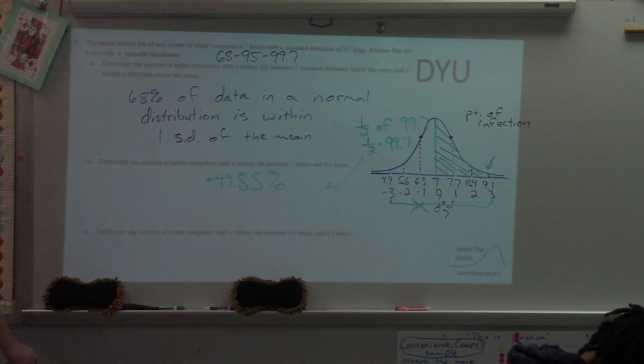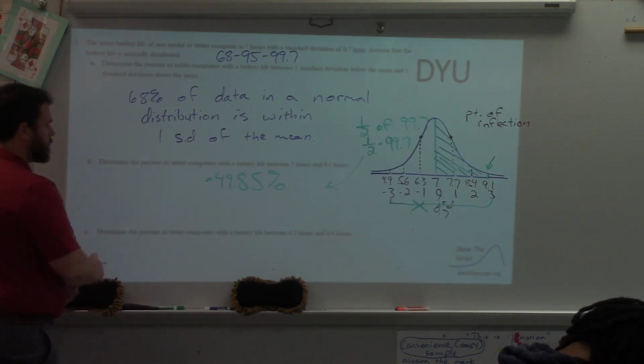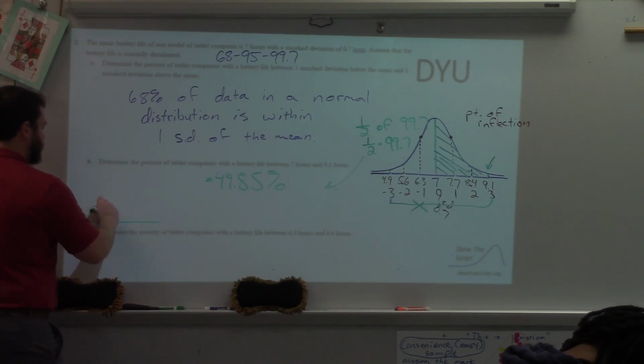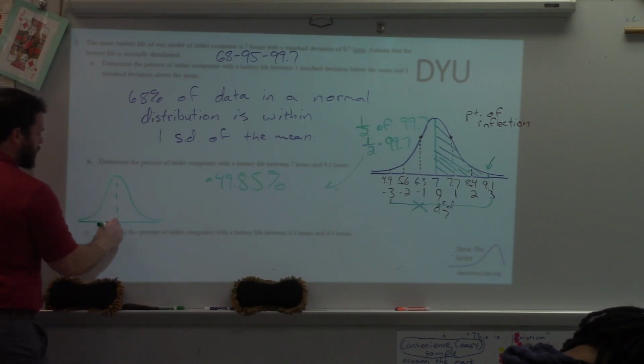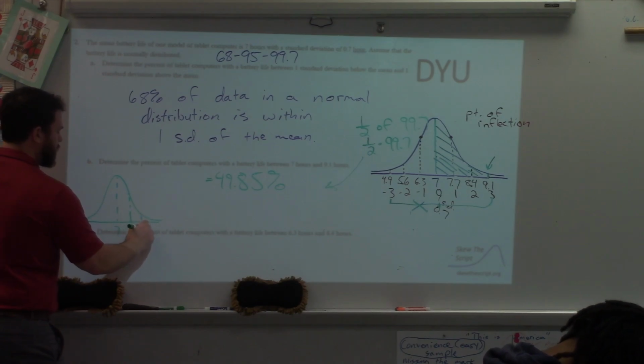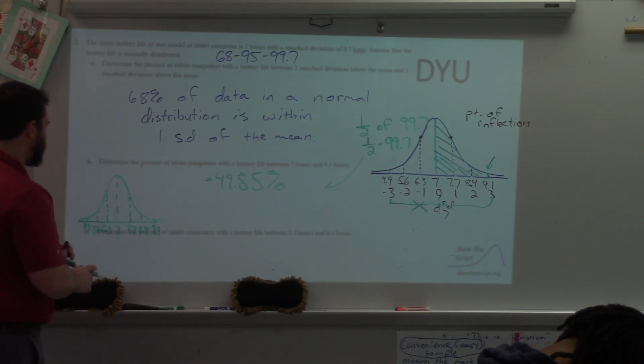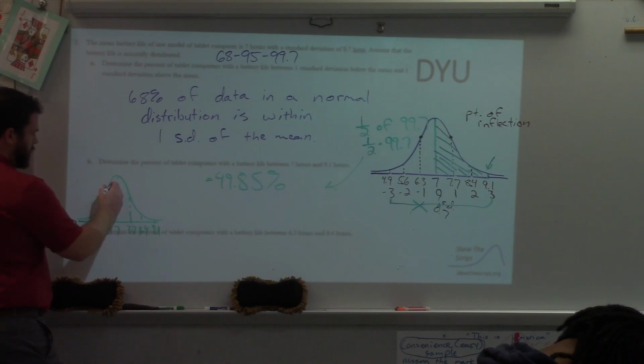Now, if I were you, every time I'm going to redraw a normal distribution, because I had to shade that, right? But the more you do it, the easier it gets. There's my normal. Mean of 7. Standard deviation of 0.7. Alright, so we have a battery life between 6.3 and what? 8.4, so 6.3 to 8.4. Looking in between here.